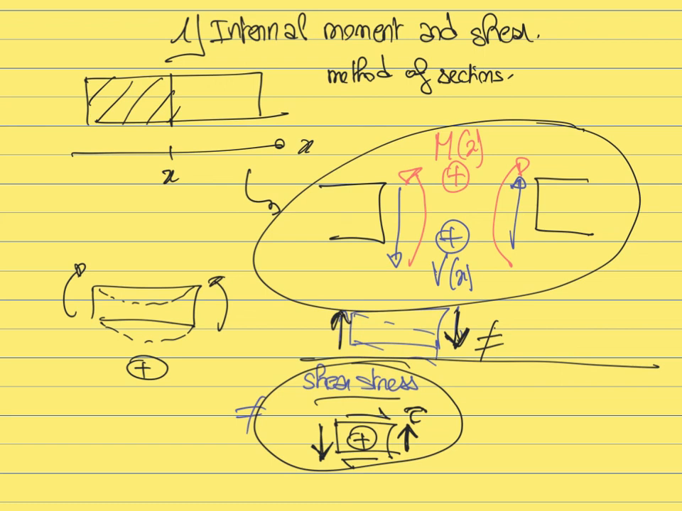We are going to see an alternative method, which is the method of integration, the integration method, which can be used to derive more quickly the internal shear and the internal moment of a beam that is subjected to bending without having to use the method of sections.